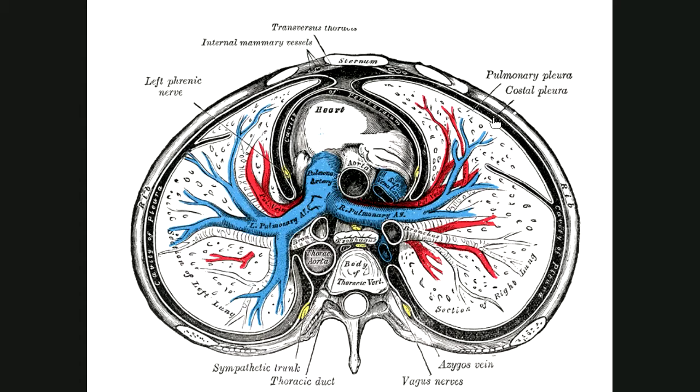This is the serous fluid, and it's in between the parietal and visceral pleura, these guys. Now, in this diagram, they're calling it pulmonary and costal, but we're going to call it parietal and visceral.